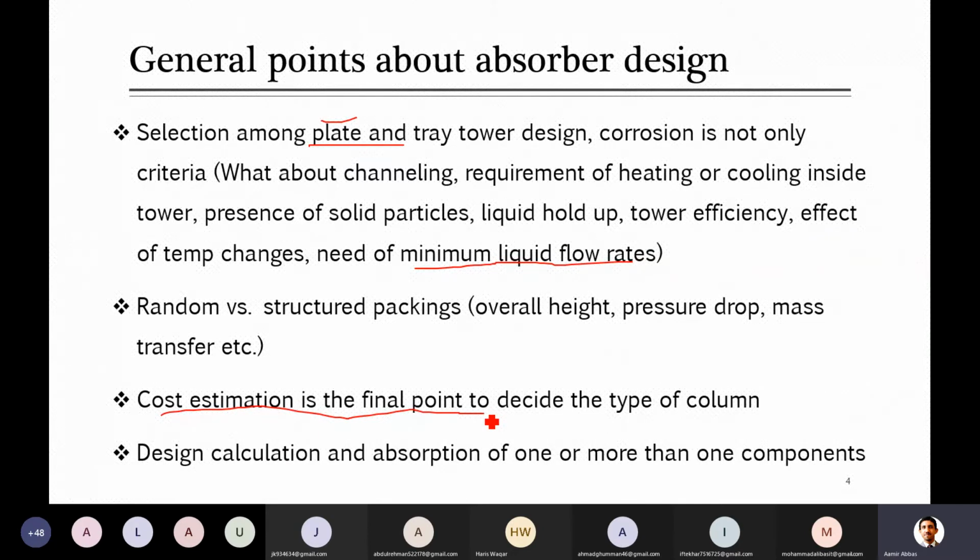Whenever you are going for design calculation and you have to absorb one or more than one component, a few things related to more than one component were discussed earlier in the start of the chapter. I think that was the Kremser method for calculating the number of trays. But if you are dealing with a packed tower, most of the discussion done here is for one component being absorbed, as you will see in these problems.